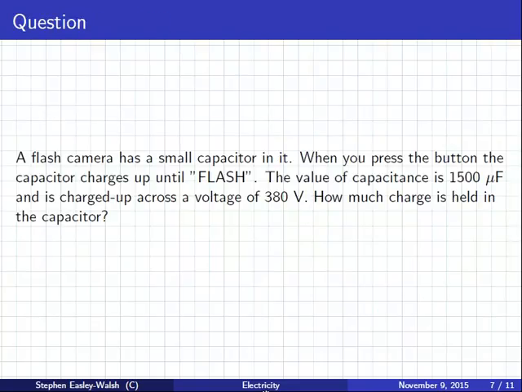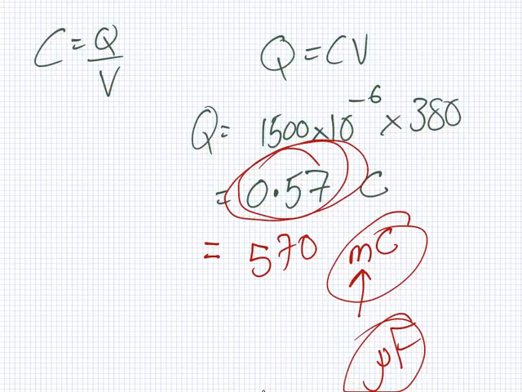Right, so now let's have a look at how we can combine capacitors, because of course we could have situations where they're in parallel.